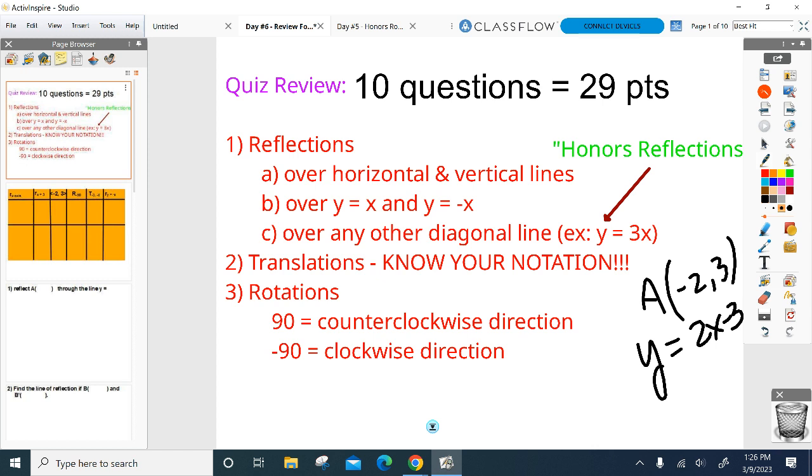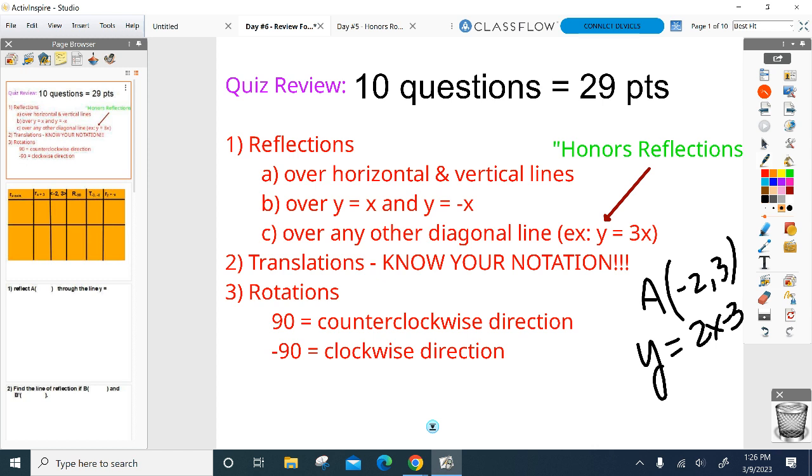Translations, I'm not worried about them, but I am worried you know the notation. Function versus vector, and then you've got the capital T. Because tomorrow I will ask a problem or two where it's like, all right, here's triangle ABC, here's triangle A prime, B prime, C prime. I did a translation. Describe the translation in function notation. Do we know how to do that or not? All right, so that's up to you.